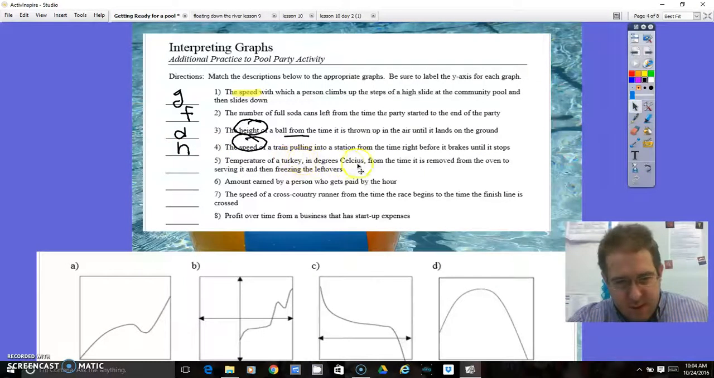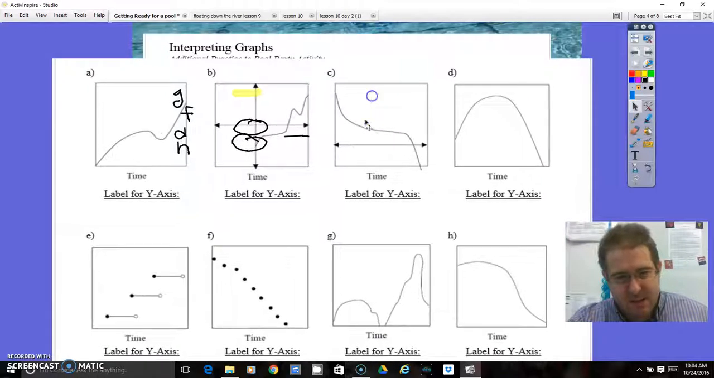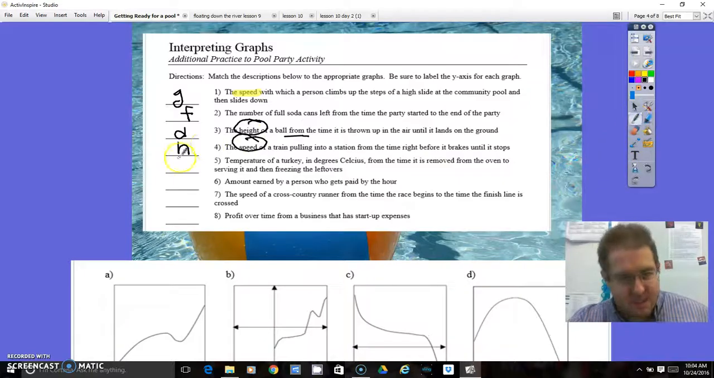The temperature of a turkey in degrees Celsius from the time it's removed from the oven, served, and its leftovers are frozen. That looks like C, because it's pulled out of the oven, it's getting cooler pretty quickly, then it's about room temperature, then you put it in the freezer, and its temperature is going to decrease rapidly. So that's going to be letter C. The amount earned by a person who gets paid per hour.